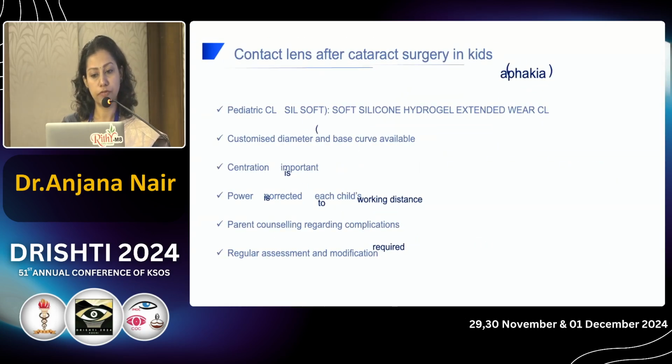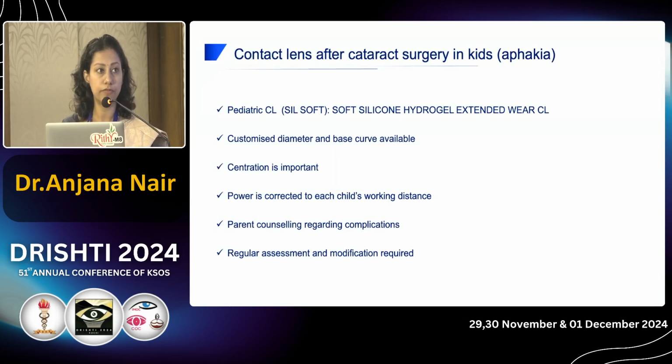So what is the difference in contact lenses? Contact lenses after bilateral cataract surgery are again a very useful option. But here the contact lens of choice is extended wear contact lens. The material is a soft silicone hydrogel material. The centration is very significant for these kids. The diameter and the base curve can all be customized in these contact lenses. And the power is calculated to each child's working distance. For example, if the child is a very young kid, most of the activities will be near activities.